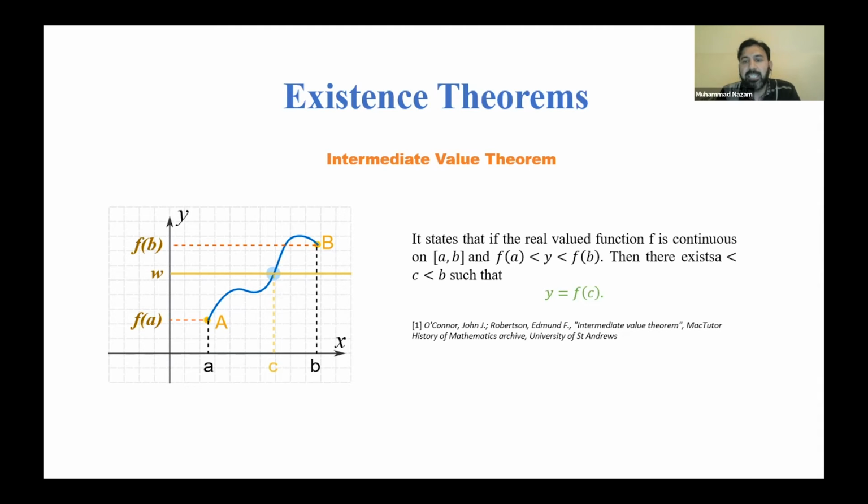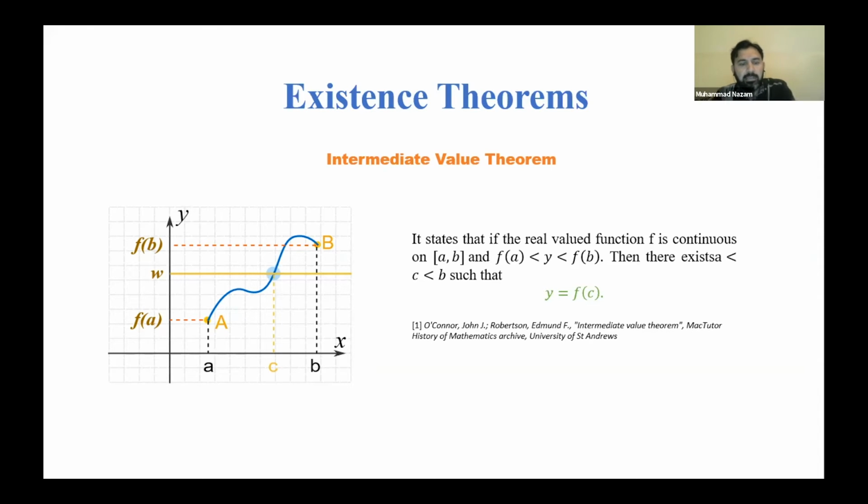And the condition is what? f is continuous on the closed interval. So if f is continuous on the closed interval, then for every y between f(a) and f(b), there exists a number c such that y is equal to f(c).